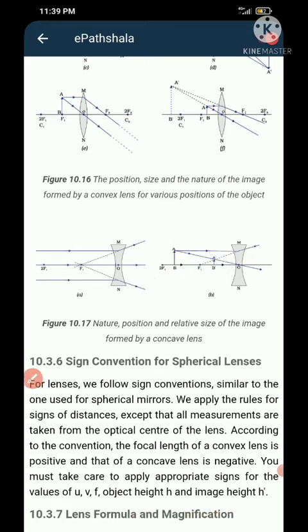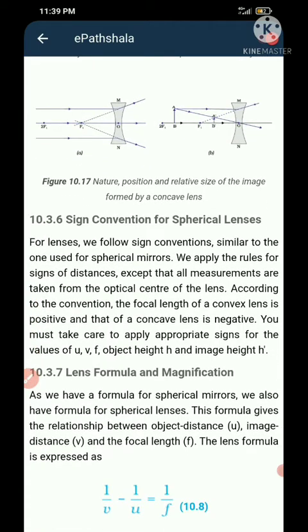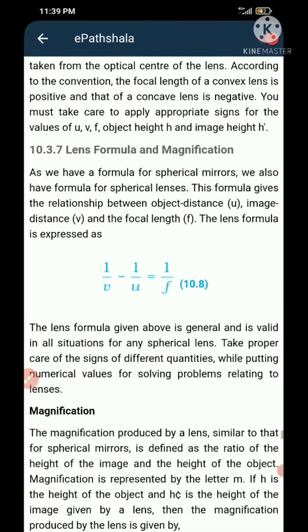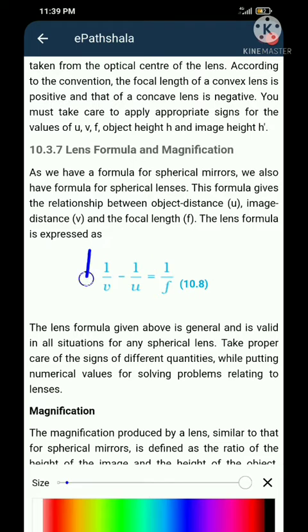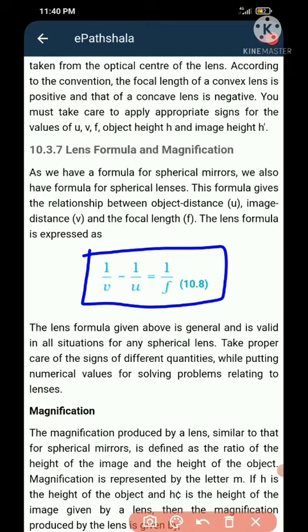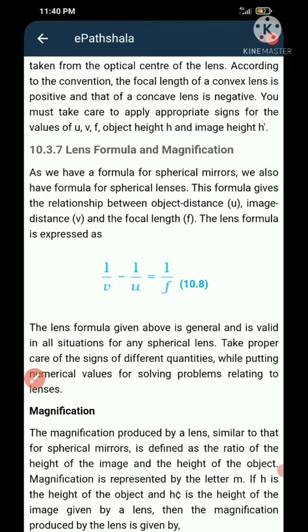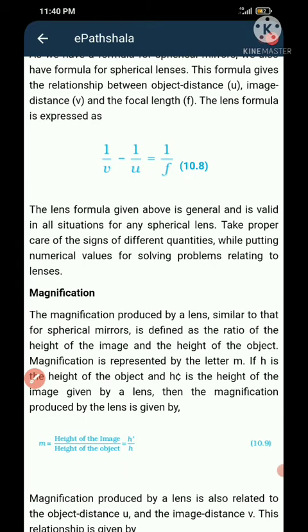Now it's time to understand the sign convention for spherical lenses, because it is most important for the numericals. There is no need to learn this separately, because the sign convention is the same for spherical mirrors and spherical lenses. Next is the lens formula and magnification formula. Lens formula is 1 upon v minus 1 upon u is equal to 1 upon f. Once again, 1 upon v minus 1 upon u is equal to 1 upon f.